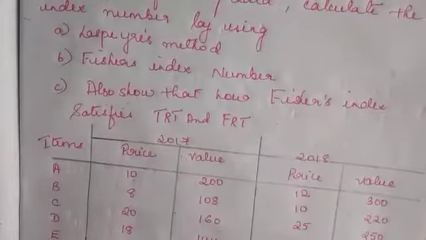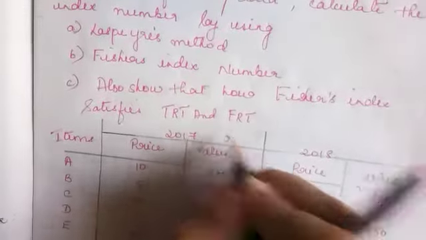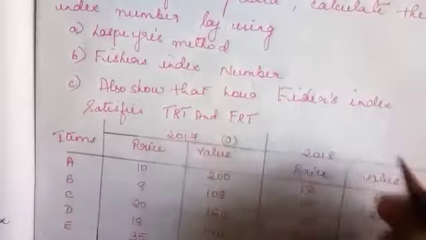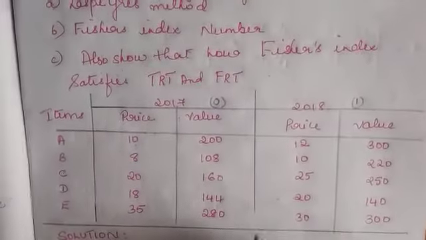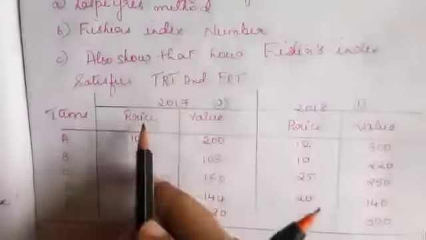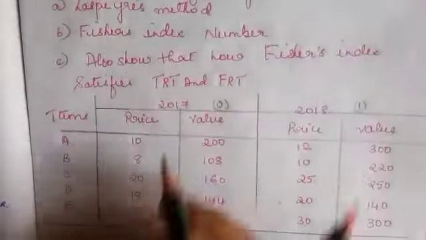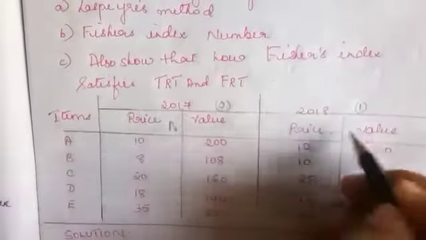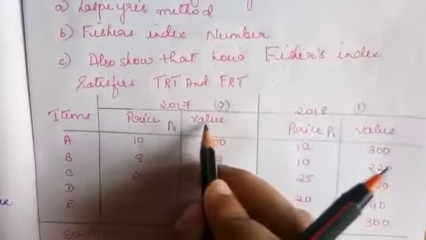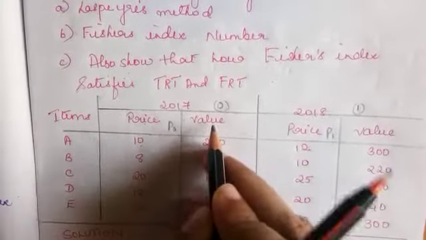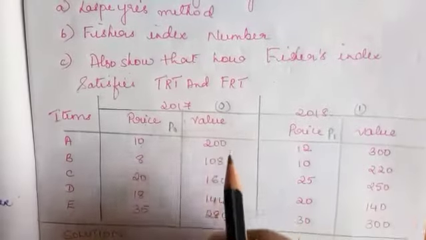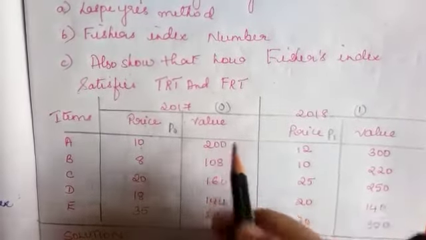Here they have given the item, price, and value for the base and the current year. If you consider 2017, it is the base year, that is 0, and 2018 is the current year. One more difference in this problem is they have given us the price, that is P0, P1, but they have given us value. They have not given us the quantity. So we have to first find the quantity.